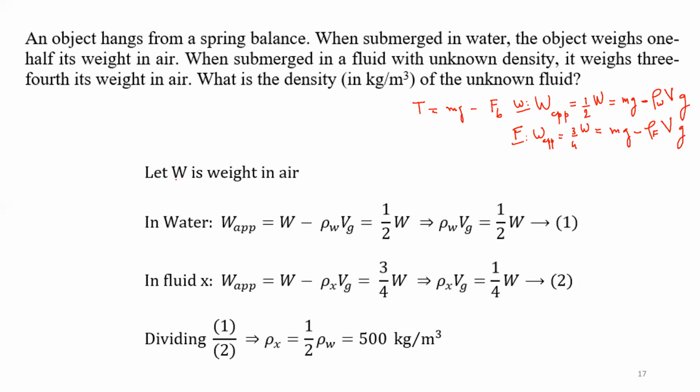So as I said, weight in air is W and it's mg. So basically I have this weight mg minus this, and this is half of the weight because I'm in water. I have the same weight, which is mg minus buoyant force, equal to 3/4 of the weight in air. So bottom line, I can write this density in terms of weight in air, and then I take the ratio. If I take the ratio, I will find that rho x is half of rho water.